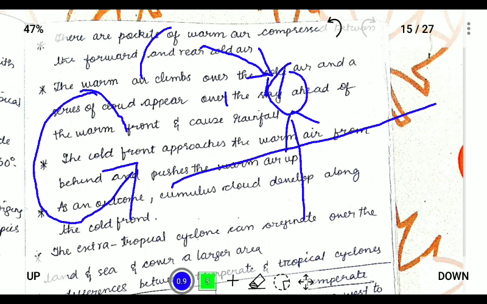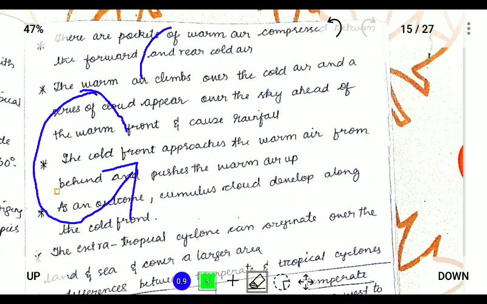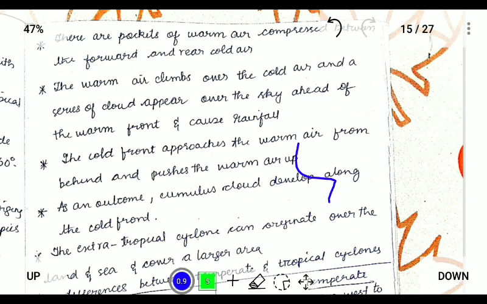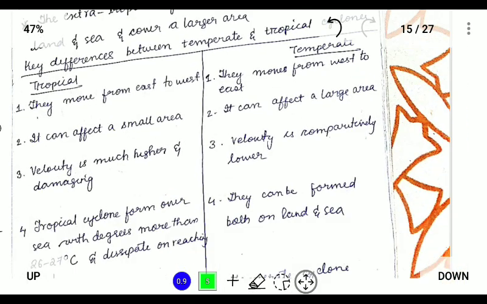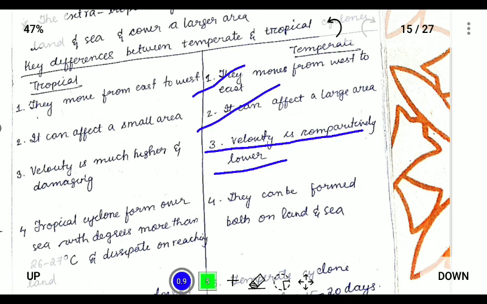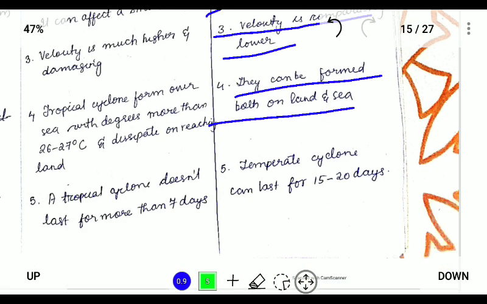And this causes a cyclonic situation. So this leads to the formation of the extratropical cyclone, and it covers a large area, because as compared to tropical cyclones which form over the ocean, it can also be formed over the land. The temperate cyclone or the extratropical cyclone moves from west to east, and they can affect a large area, and velocity is comparatively lower, that is, it is not much harmful. They can be formed in both land and sea, and it can last for a longer period, that is from 15 to 20 days.